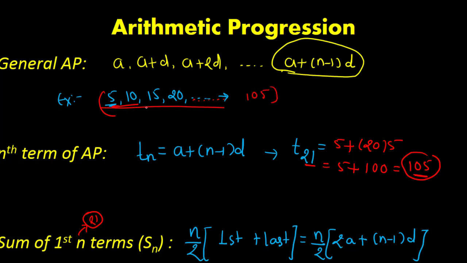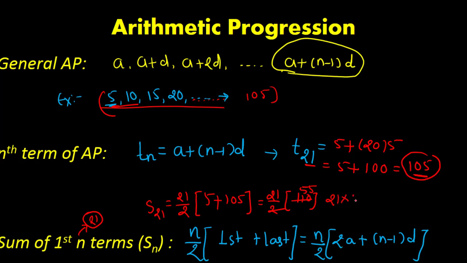What is the sum of all these numbers? That will be given as n. N will be 21 by 2, and the first term is 5, plus the last term, which is 105. So 21 by 2 times 110, which is 55. So 21 into 55 is your answer. This is the sum of the first 21 terms of an AP. I hope you are getting it.